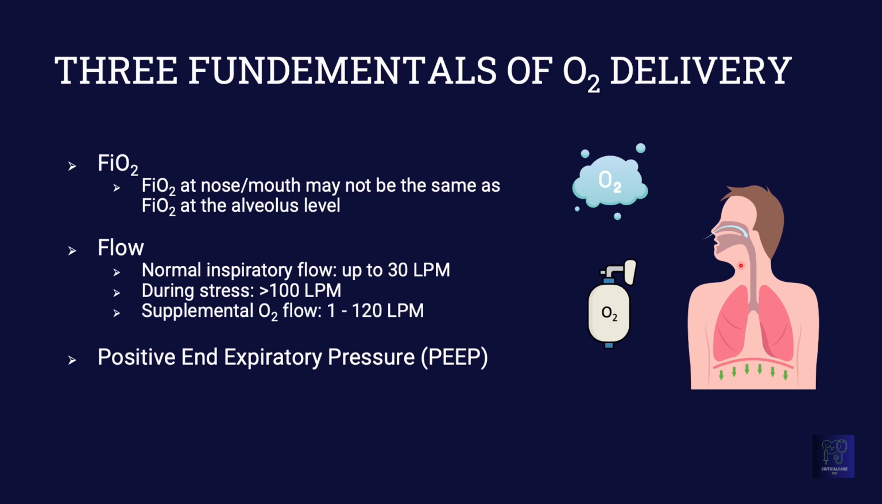There is a wide range of flow that we can use with supplemental oxygen devices. It depends on the device you pick, but any device that provides less than 15 liters per minute flow is called a low flow device, and anything more than 15 liters per minute qualifies as a high flow device. We will discuss the details of PEEP in a subsequent slide.